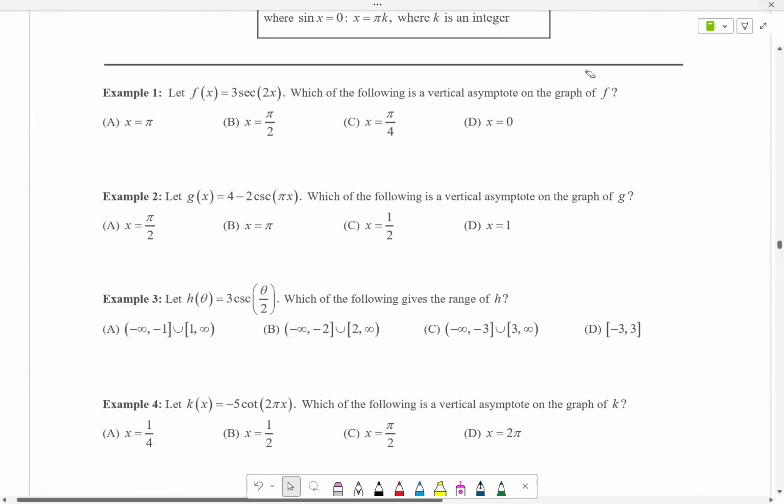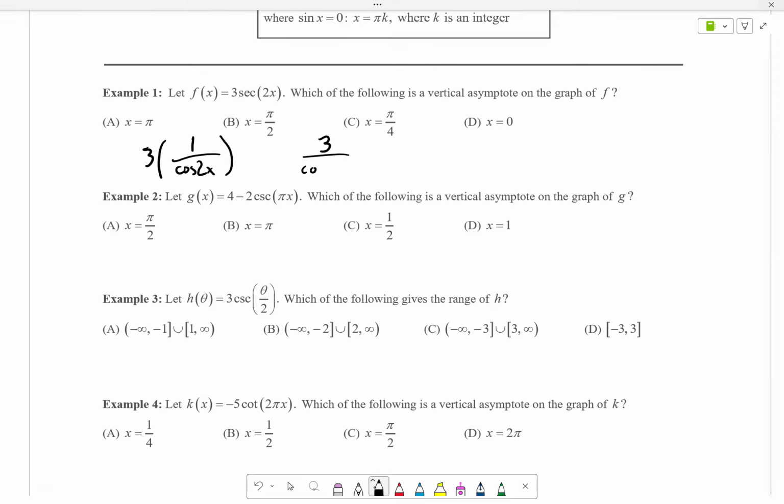Which of the following is a vertical asymptote on the graph of f? I'm going to show you how I want you to do this. Anytime you have an equation with secant or cosecant or cotangent, my recommendation is get rid of the secant. Instead, let's think about this as 3 times 1 over cosine of 2x, or I just write that as 3 over cosine of 2x.